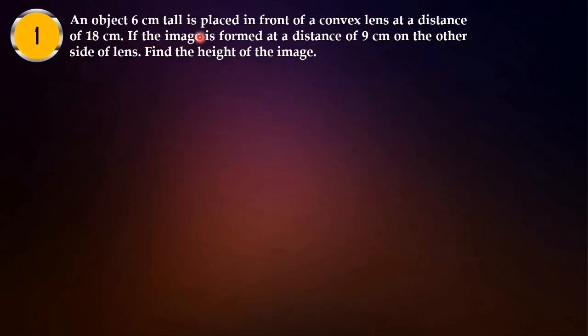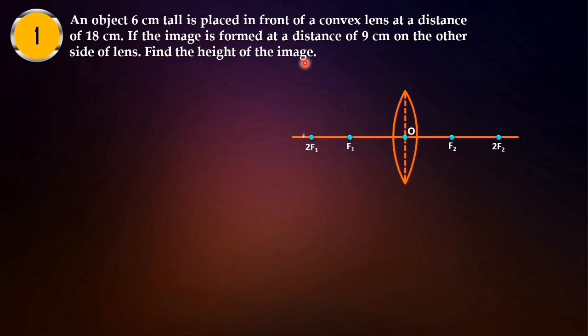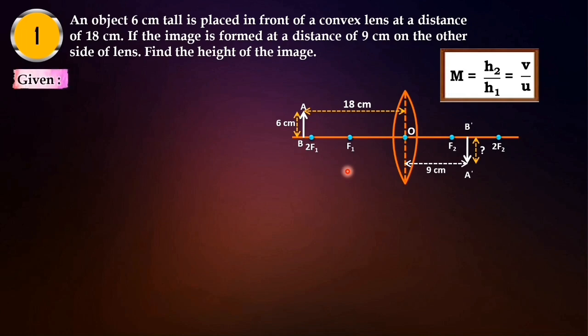An object 6 cm tall is placed in front of a convex lens at a distance of 18 cm. If the image is formed at a distance of 9 cm on the other side of the lens, then find the height of the image. Okay guys, this is the ray diagram. AB is the object. The object height is given as 6 cm. The object distance is given as 18 cm. And the question says the image distance is 9 cm. Now we have to find the height of the image. So you have to find out the height of the image.